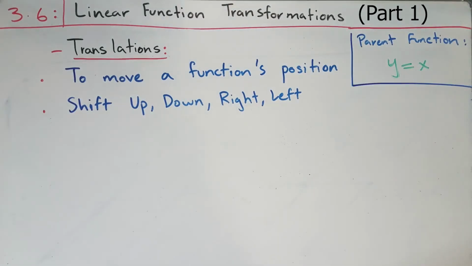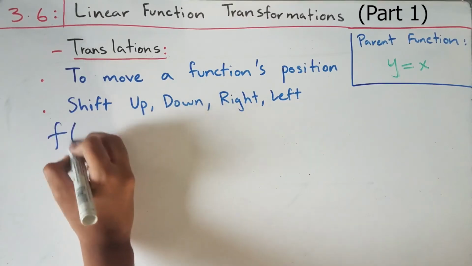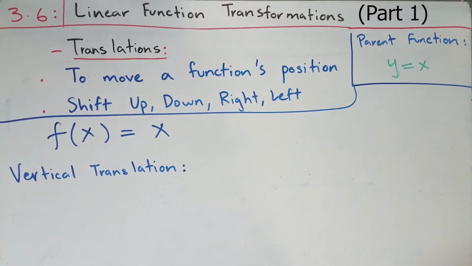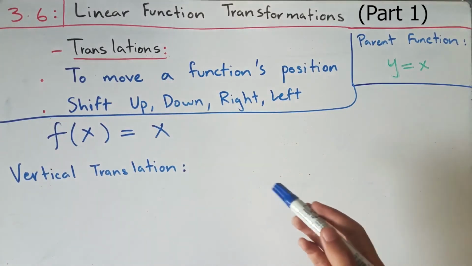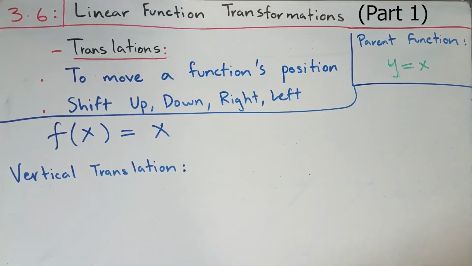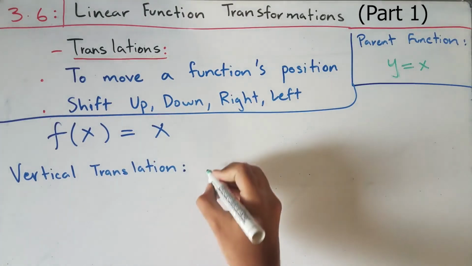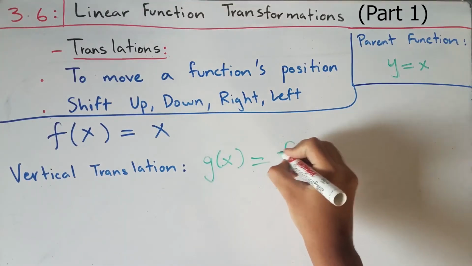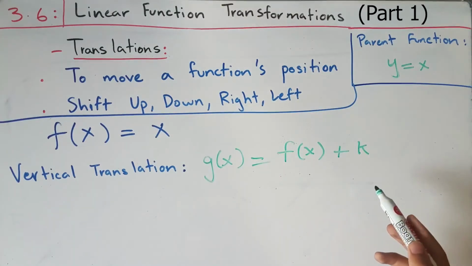Now let's look at translation transformations in terms of equations. We know that our parent function y equals x can also be written as f of x equals x. We know that every other function that you get is a translation of the original function, the parent function f of x equals x. So if you were to do a vertical translation of the original function f of x equals x, you'd have to add a constant to the function f of x. So let's say that your new transformed function was g of x, and the vertical translation would be given by the original function f of x plus a constant k, which could be any number.